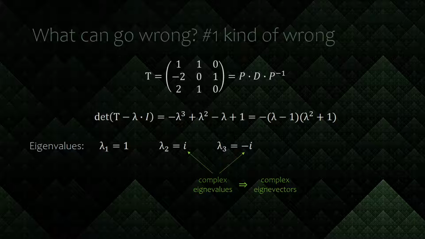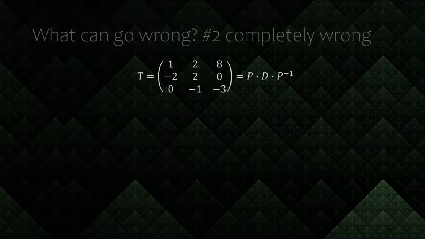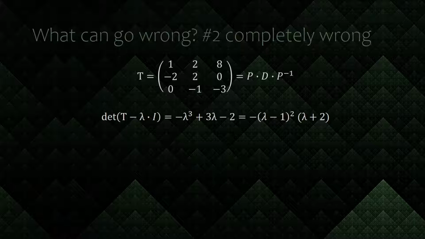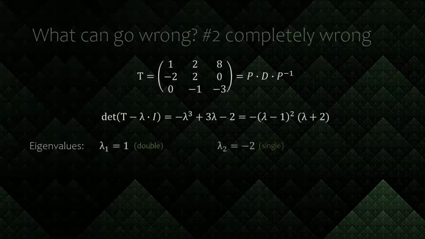Let's look at another example in which things are going completely wrong. Starting with the usual, simplifying and factorizing the determinant, this time we get two eigenvalues, 1 and -2, but the first one is a double root of the characteristic polynomial.